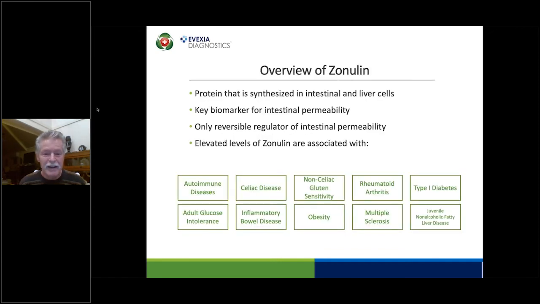So zonulin is a protein that's synthesized in intestinal cells and also liver cells. It's a small protein, about 46 kilodaltons.